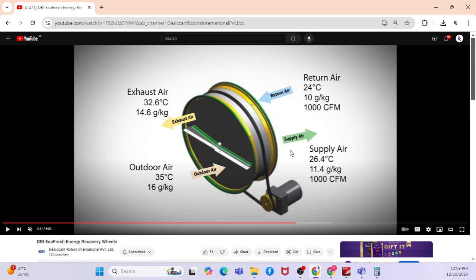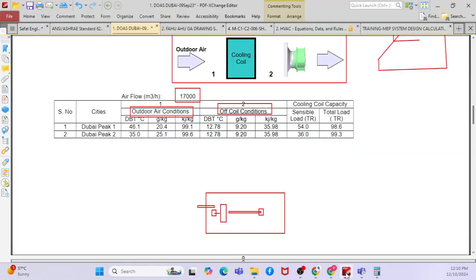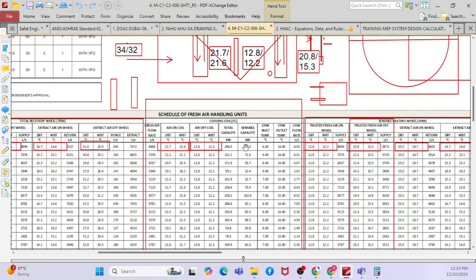So now what we are doing is we are just going to get the off-wheel temperature. What is the off-wheel temperature based on the manufacturer? What result will we get? Based on that result only, we will calculate our coil capacity. We are just calculating only the coil capacity, the cooling coil capacity.